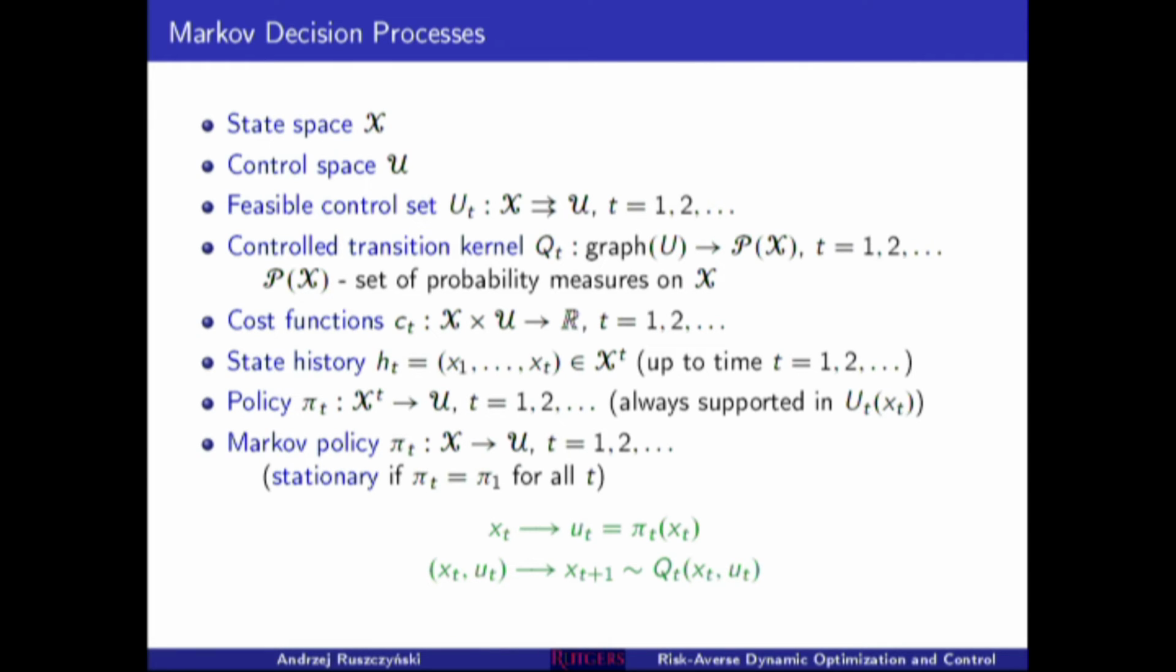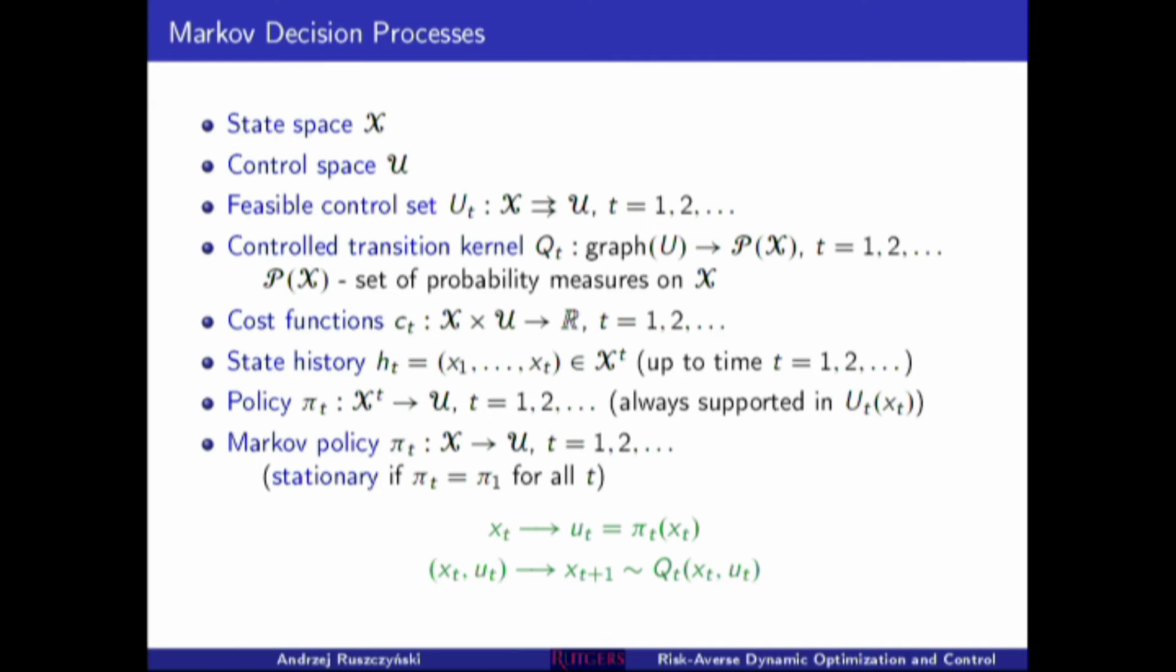We shall use H as a history of the state. And the policy can, in general, be history dependent and takes the history and gives us a certain action. And a Markov policy would be a policy that takes just the last state and calculates the action.